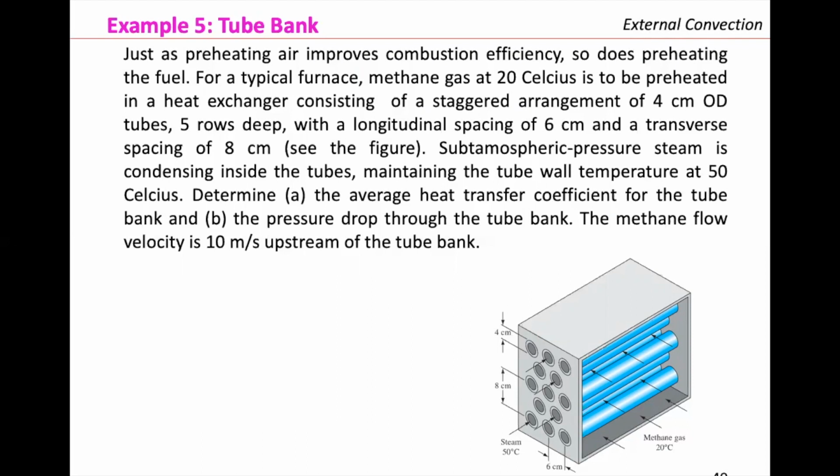Subatmospheric pressure steam is condensing inside the tubes, maintaining the tube wall at 50 Celsius. Determine first the average heat transfer coefficient for the tube bank, so the h value, and then the pressure drop through the bank. The methane flow velocity is 10 meters per second upstream of the tube bank. So essentially, we are dealing with our first heat exchanger, as you can see. We are just evaluating the fluid outside the tubes, right?